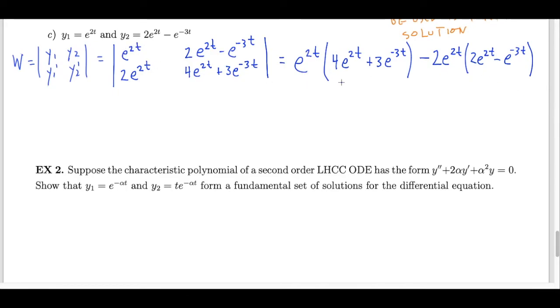Here's my Wronskian calculation. I've got some simplifying to do. I'm going to distribute this through, and then remember when I'm multiplying two exponentials, I can add their exponents. Let me do that simplification.